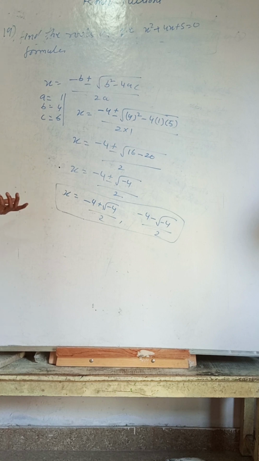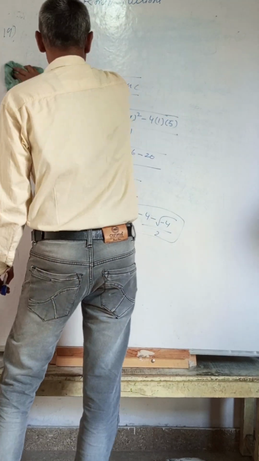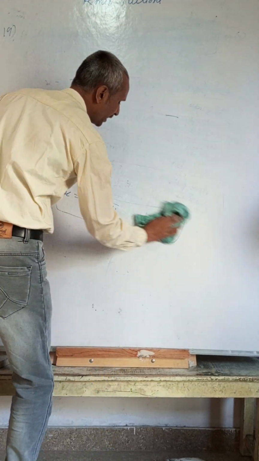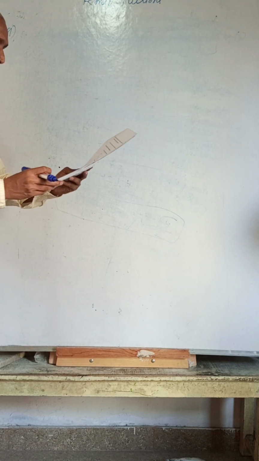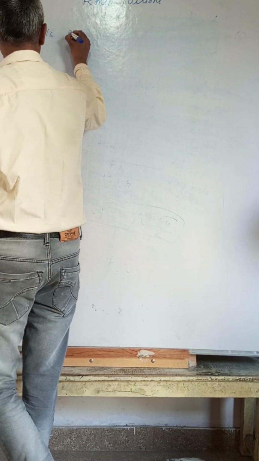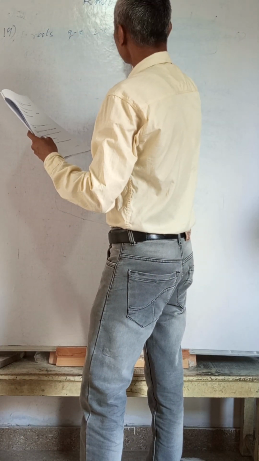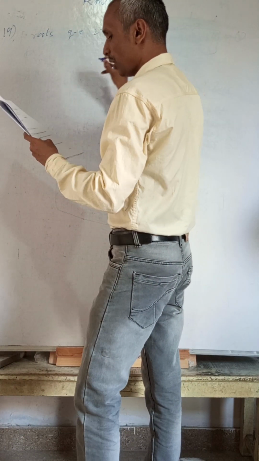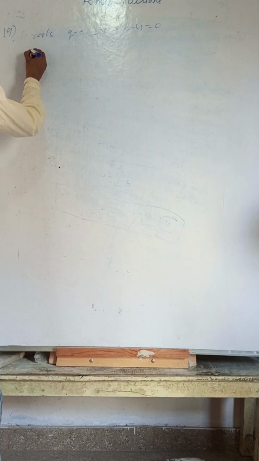In this question, an OR question is also given in the 19th question. This can be done, otherwise the other can be done. The question given: find the roots of the quadratic equation 2x square plus x minus 4 is equal to 0 by using the completing the square method.